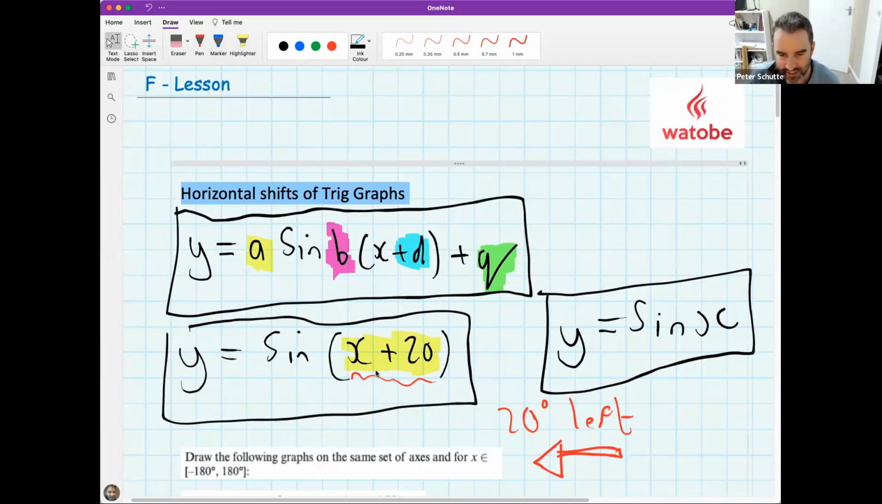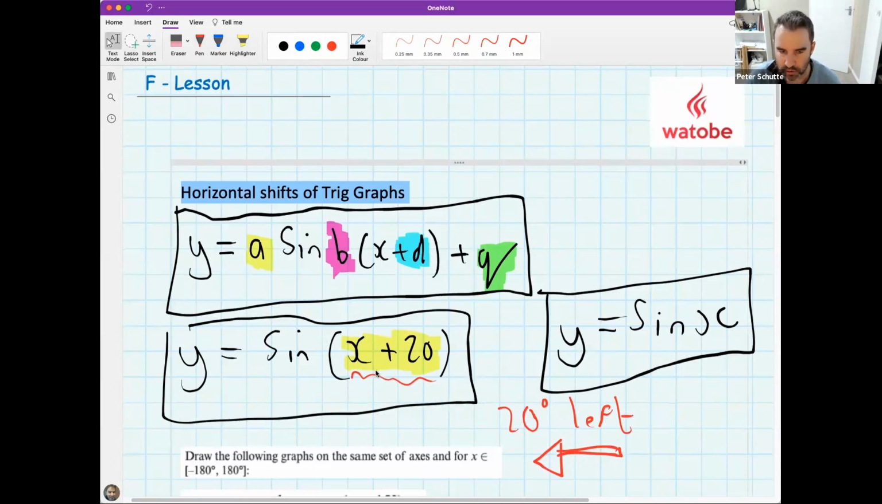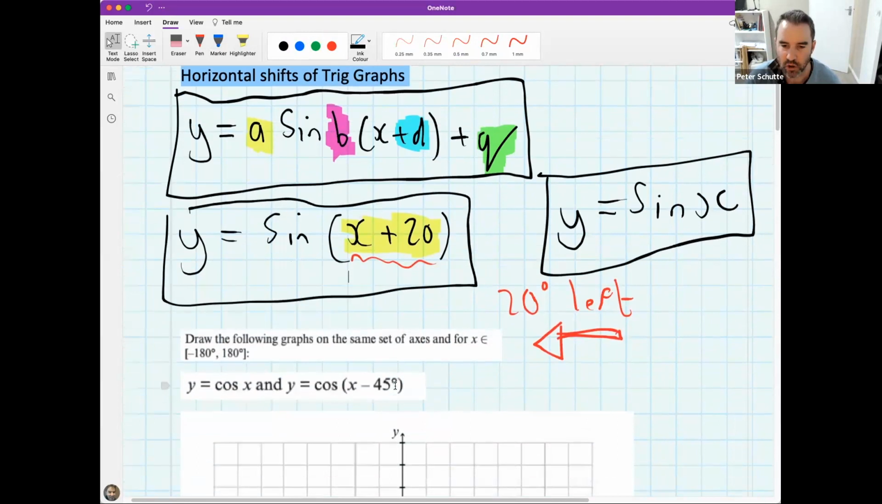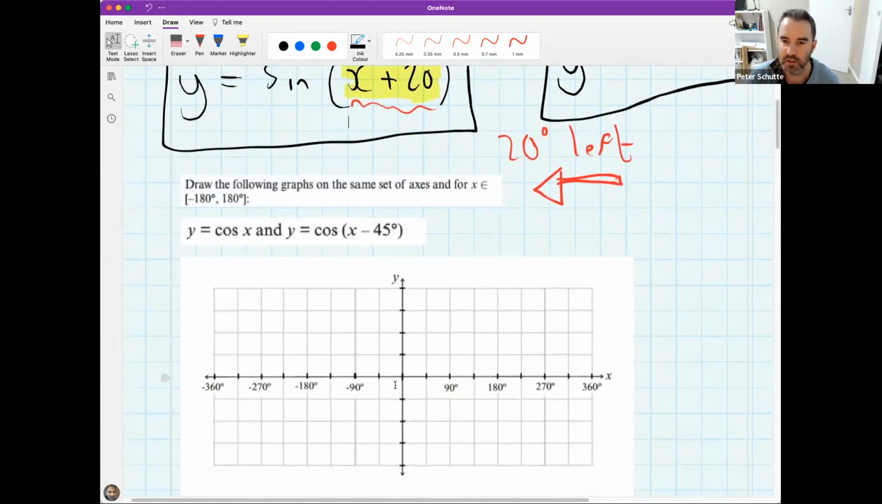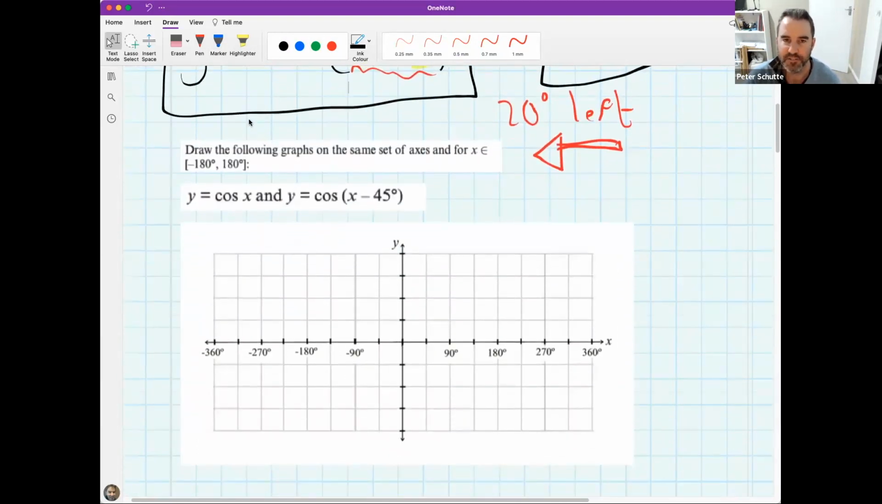Now, in order for us to see this, I'm going to do an example with you, but I want you to bear that in mind. When we deal with the horizontal shift, if you see a plus 20, it actually moves to the left. If you see a minus 20, it would move to the right. So let's do an example together. We're going to get our friend, the calculator, out to help us. So let me just get that. Stop sharing and share my desktop.